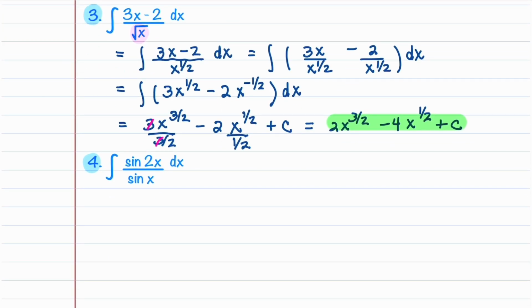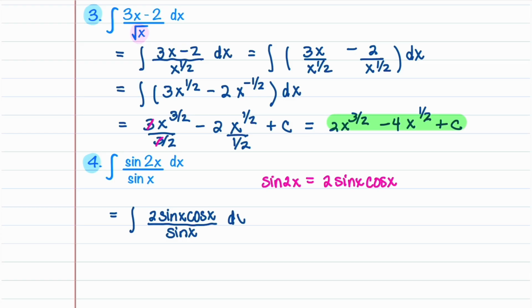We need to simplify this integral before we can actually integrate it. And to do that, we are going to have to use a trig formula that relates sine 2x to sine x. And that formula is sine 2x is equal to 2 sine x cosine x. That's a really good one to memorize because it comes up a lot. Now we can rewrite our integral as 2 sine x cosine x all divided by sine x times dx.